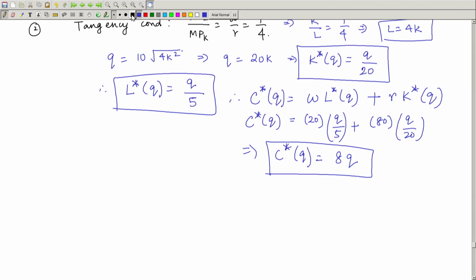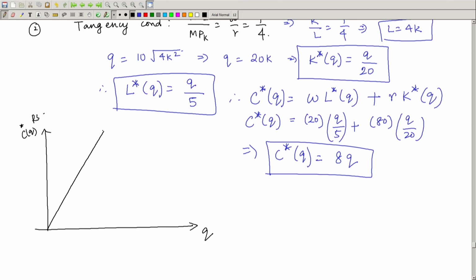So, if I were to plot this cost function, it is going to be plotted in the output versus rupee space. I am going to plot the C star. In general, I am going to get 8Q, so I am going to get a line like this. Because it passes through the origin, and for Q equal to 140, the cost is going to be 1120.